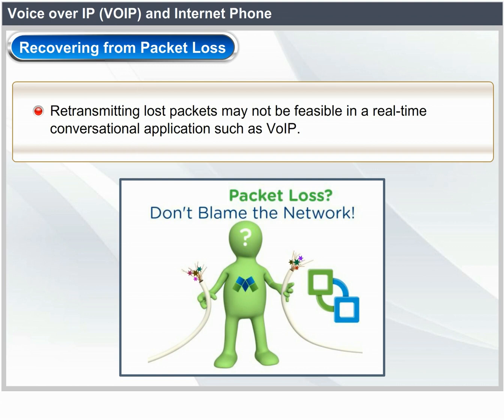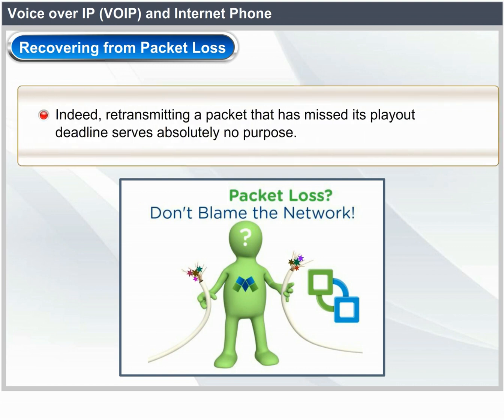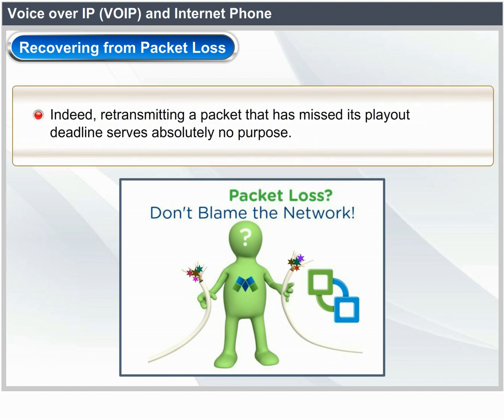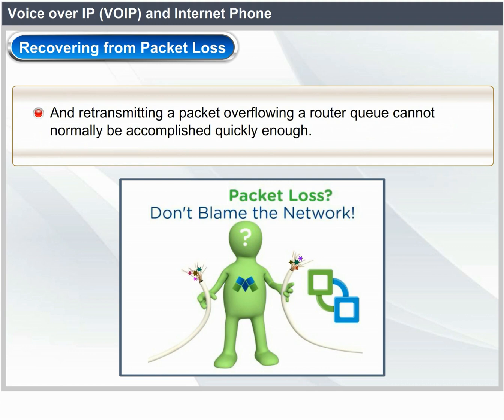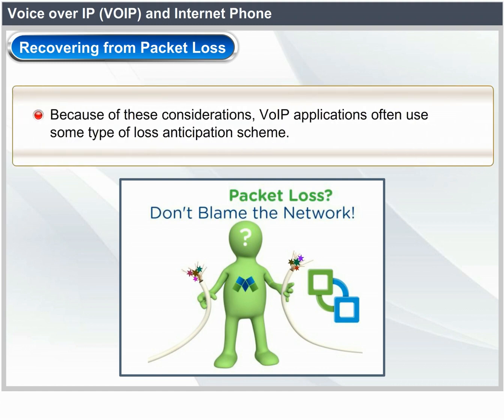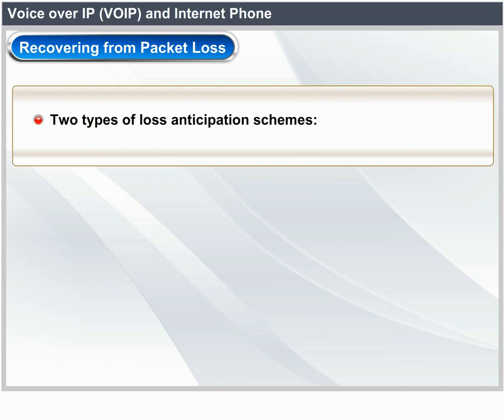Indeed, retransmitting a packet that has missed its playout deadline serves absolutely no purpose. And retransmitting a packet that overflowed a router queue cannot normally be accomplished quickly enough. Because of these considerations, VoIP applications often use some type of loss anticipation scheme. Two types of loss anticipation schemes are forward error correction (FEC) and interleaving.